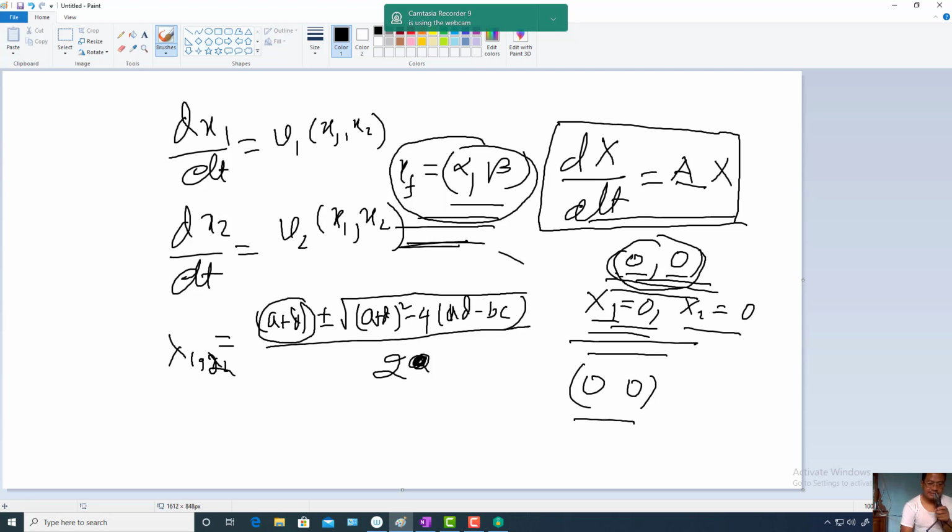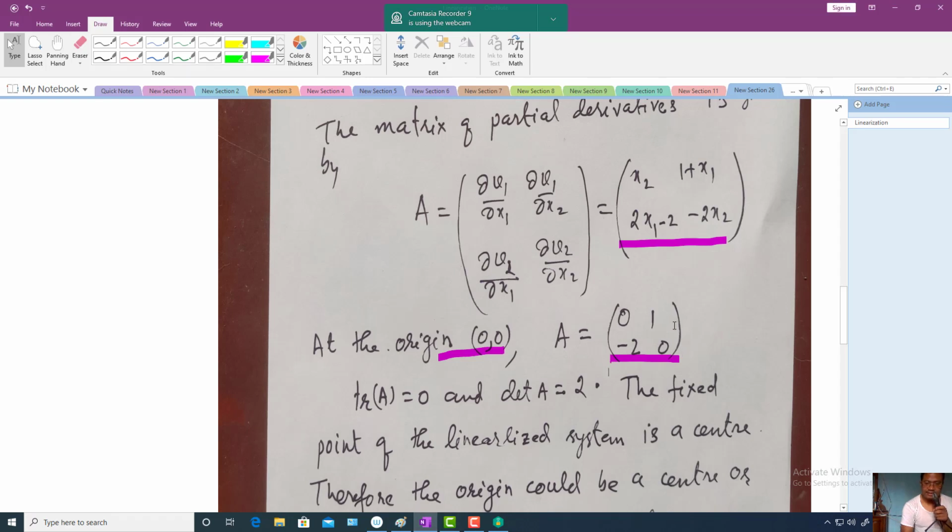So let us see what the determinant is. The determinant is plus 2. So the term under the root is the trace square, 0, minus 4 times 2, which is equal to minus 8. So there are complex roots. The trace is 0, so there are pure imaginary roots. The real parts are 0.